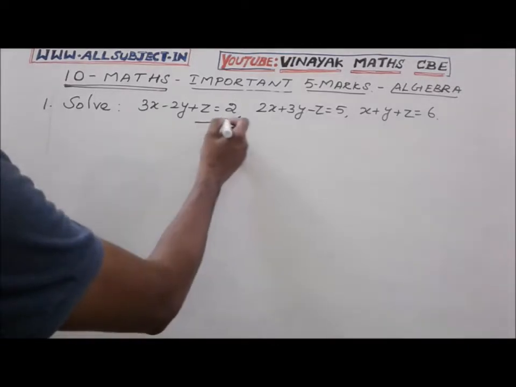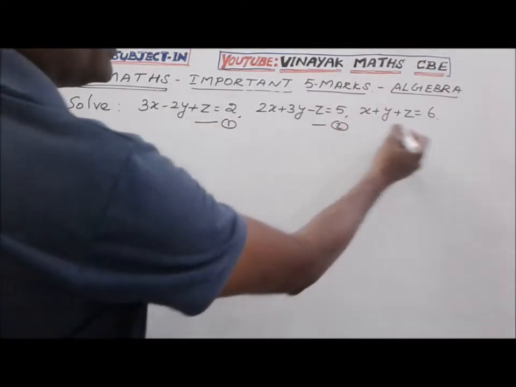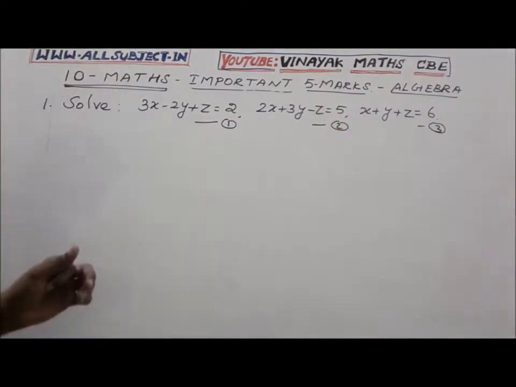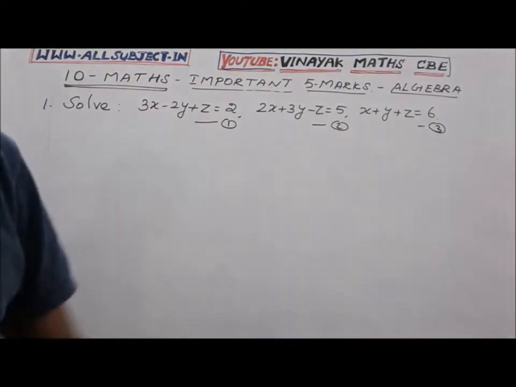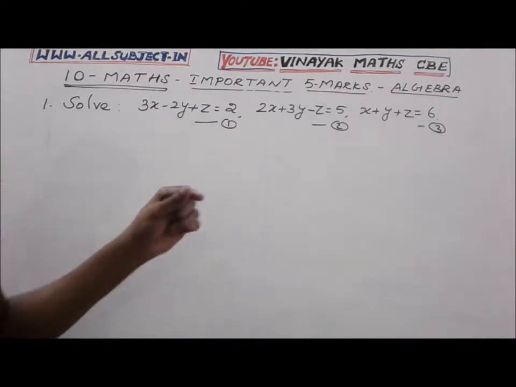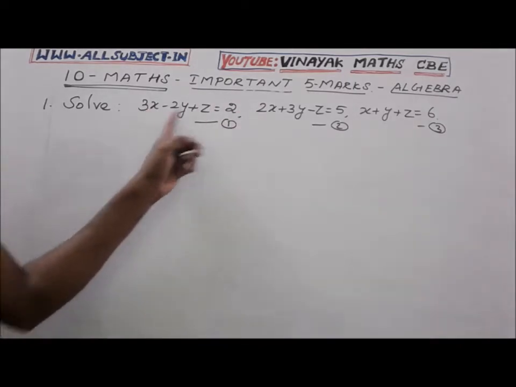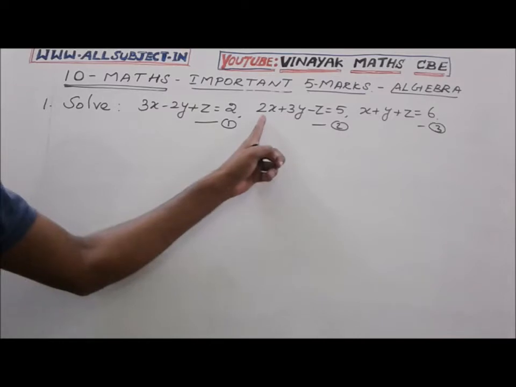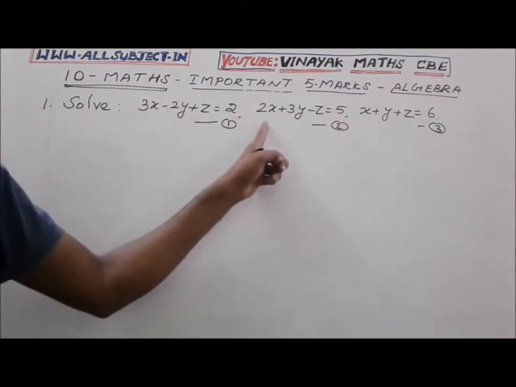Now take the first equation as 1, another one as 2, and the third equation as 3. Here we have named the equations as 1, 2 and 3. Now look at the coefficient of x in equations 1 and 2. Here we have 3, here we have 2.